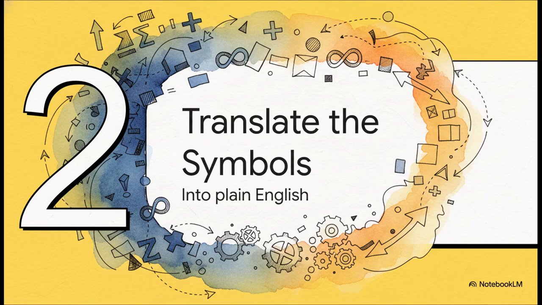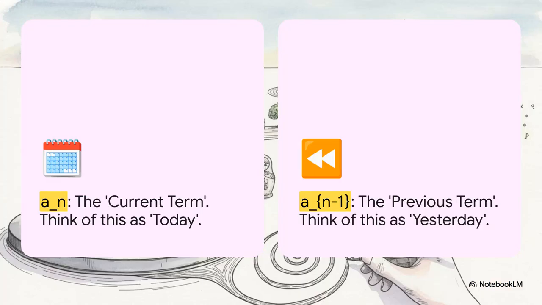Okay, let's dive into the notation, because I get it. The symbols can look a little intimidating at first glance. But I promise you, once we translate it into plain English, it's actually super straightforward. We're just going to break down what each little piece is saying. On screen, you can see the two main players in any recursive formula. You've got a sub n. Just think of this as today. It's the term you're trying to find right now.